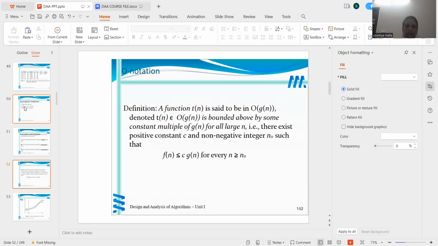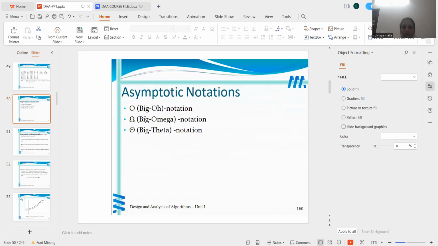Okay, my next lecture: asymptotic notation. Asymptotic notation is a formal language for an algorithm. Asymptotic notations are mainly useful to calculate the time complexity of an algorithm. We have three main notations: big O notation, big omega notation, and big theta notation. The other two notations are little o notation and little omega notation. These are the five types of notations.